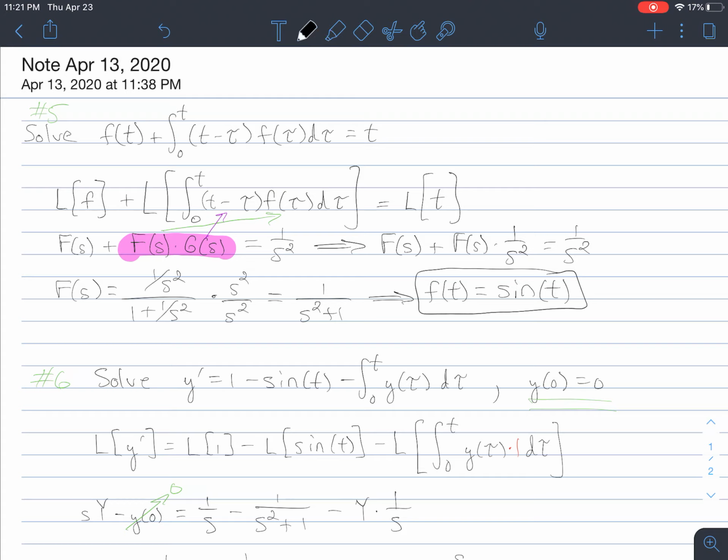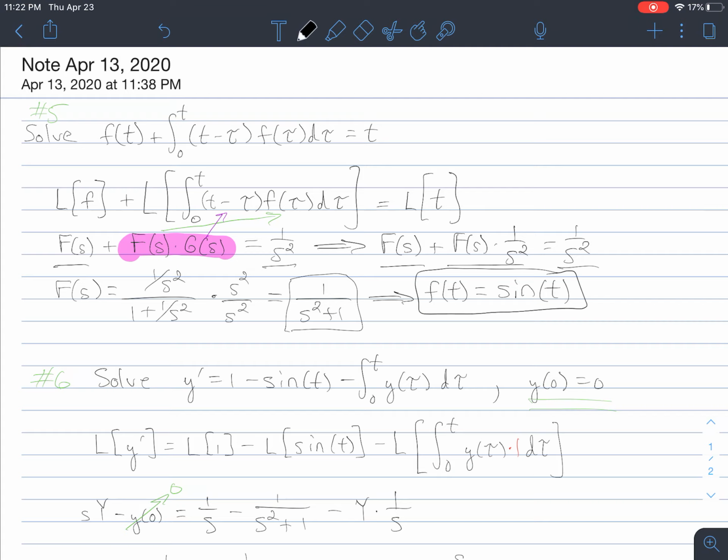So we have F of s plus F of s times capital G of s, but capital G of s is 1 over s squared. And on the right-hand side, we maintain the 1 over s squared, which was the Laplace of t. And so this gives us the right-hand side. Now we need to solve for capital F. And when you do that, you get the fourth line here, which simplifies to 1 over s squared plus 1.